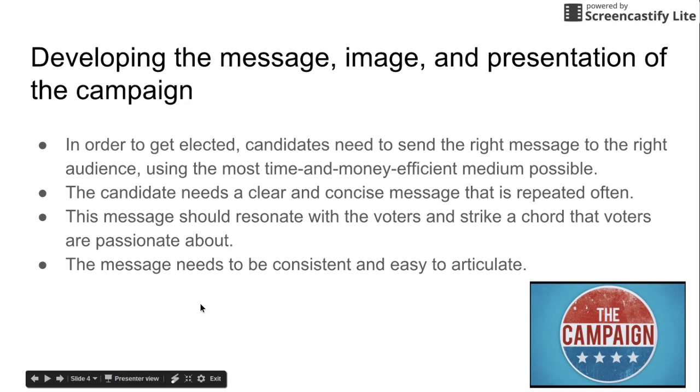So, developing the message, image, and presentation of the campaign. In order to get elected, candidates need to send the right message to the right audience using the most time, energy, and money efficient medium possible. So, the candidate needs a clear and concise message that is repeated often. This message should resonate with the voters and strike a chord that voters are passionate about. The message needs to be consistent and easy to articulate. So this should be something that voters can remember easily.